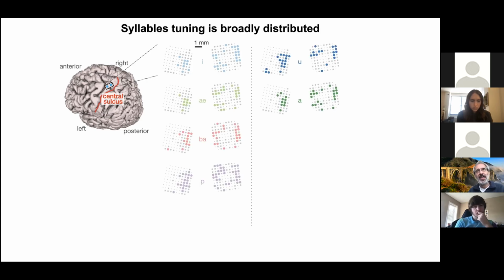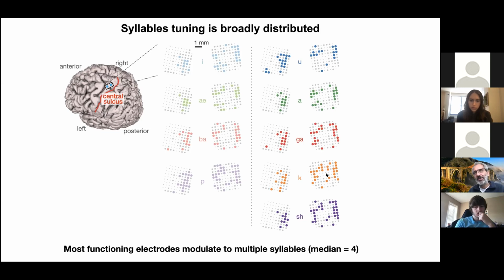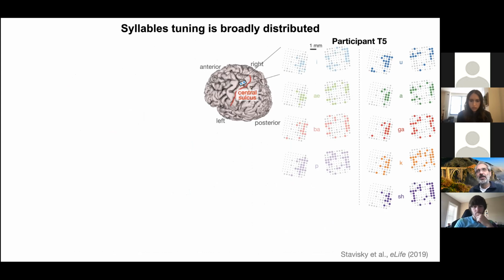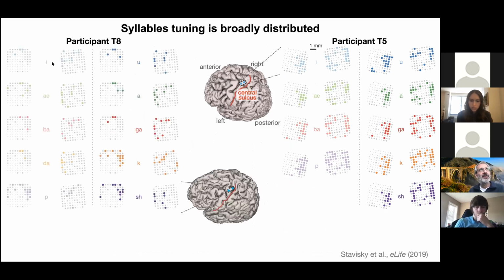Okay, and we can do the same for the other phonemes. And we see that there's different patterns, but in all cases, they're quite distributed. So most functioning electrodes modulate to multiple syllables. And on average, any given electrode is modulating to 4 of these 9 phonemes. That's one participant, T5. T8, his arrays are not quite as strong, but we see the same trends, the same tendencies of distributed codes. Okay, so this is 2 participants. This is possible because of the BrainGate clinical trial where we work closely with Lee Hochberg and John Donoghue on the East Coast, and we run each other's sessions and talk weekly and all this.